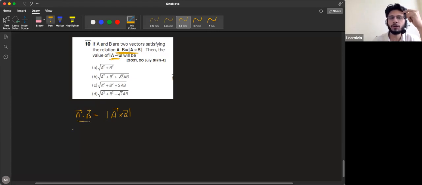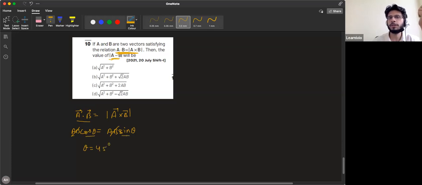Hamza, how to open A dot B? AB cos theta, very good. And when you open this A cross B, this will be AB sin theta. So this AB and AB will get cancelled out. So cos theta is equal to sin theta, which happens when theta is 45.